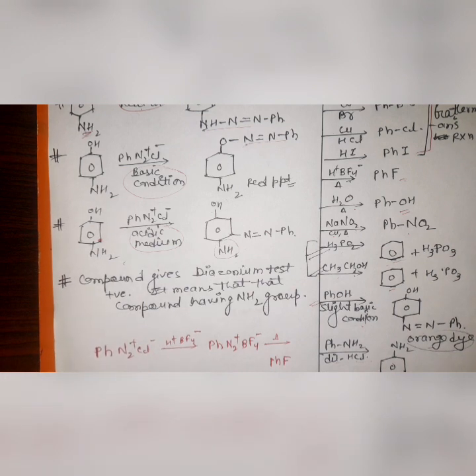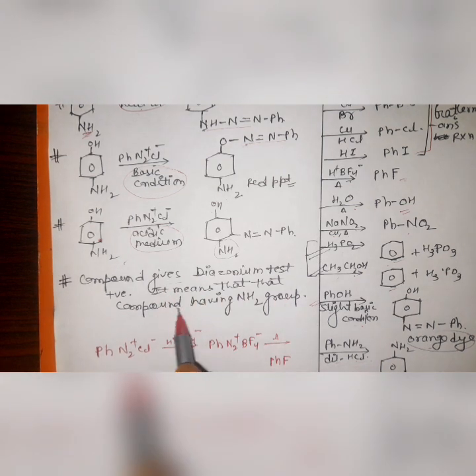Here one line which is important for all of us is that any compound having an NH2 group gives a positive diazotization test, which is actually mentioned here.